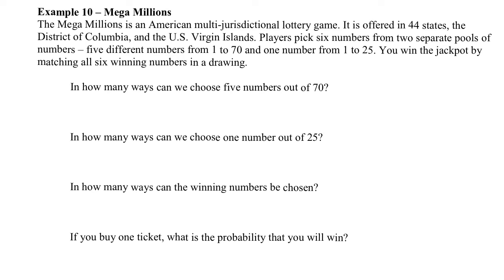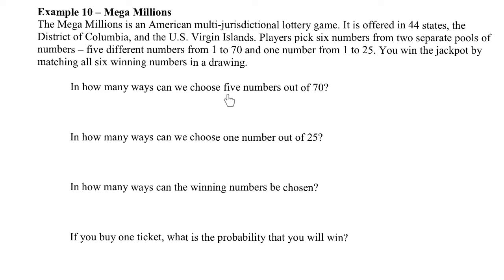So the odds we're going to figure them out, but they're going to be worse than what they were before 2017, which was 1 in 259 million. So they're going to be worse than that. So we can think of it this way. The way it works, you pick 6 numbers from 2 separate pools of numbers. The first pool is 5 different numbers from 1 to 70. So you pick those 5, and then 1 number from 1 to 25. So there's a total of 6 numbers, and to win the jackpot, you have to get all 6 of them. There are other prizes you can win, but to win the entire jackpot, you have to get all 6.